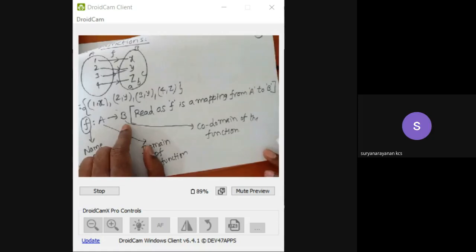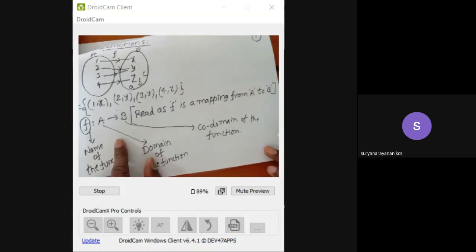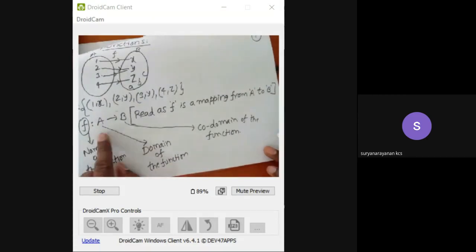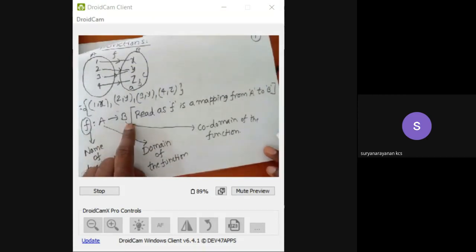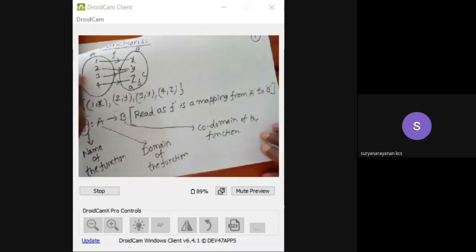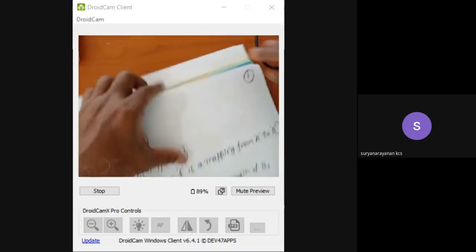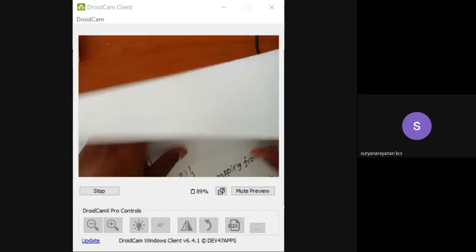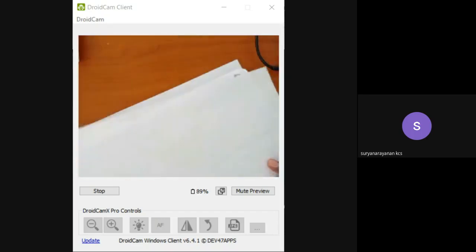You should learn from this notation. You have to learn how to read the notation. What is the name of the function? What is the domain of the function? And what is the codomain of the function? Okay, my children. I will ask you some questions again.